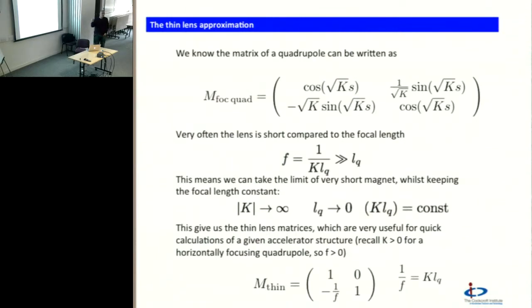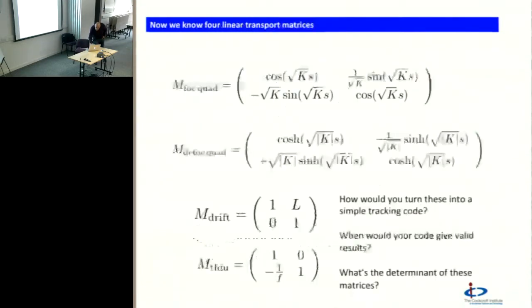You can just, in a pub, write down a drift matrix, write down a thin lens matrix, multiply them together and look at the structure, and see what happens in a given structure very easily. So now we've got 4 matrices to play with. We've got 4 linear transport matrices that, if I have some vector x, x prime, tell me what this element does to that particle. We've got a focusing quadrupole, thick lens variety, we've got a defocusing quadrupole, we've got a drift, and we've got a thin lens quadrupole.